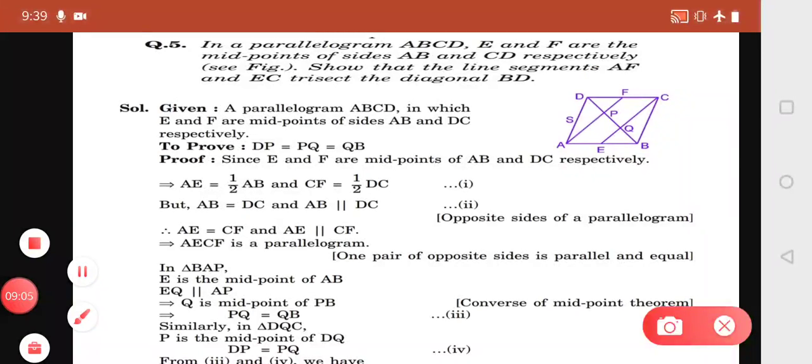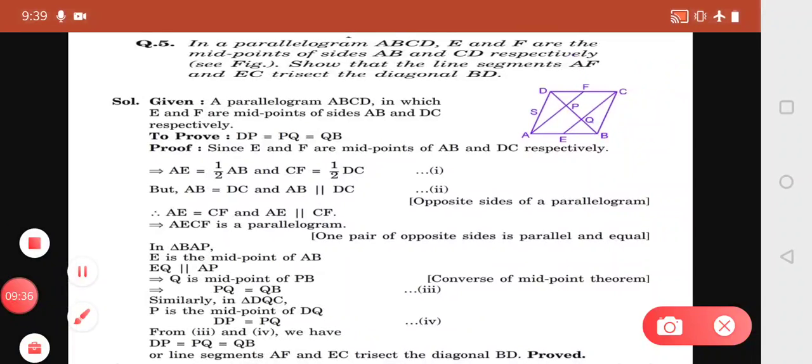What we have to prove? That DP equal to PQ equal to QB. That is the diagonal BD. This is the diagonal BD. It is divided into 3 parts, so it is called trisect. Trisect means we have to prove this DP equal to PQ equal to QB. These 3 parts of line segment BD are equal. This we have to prove.